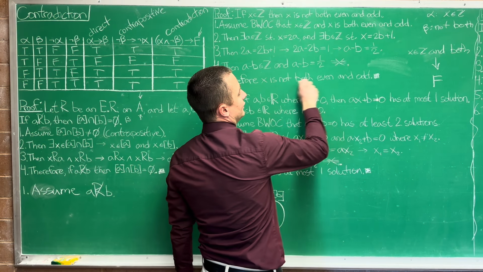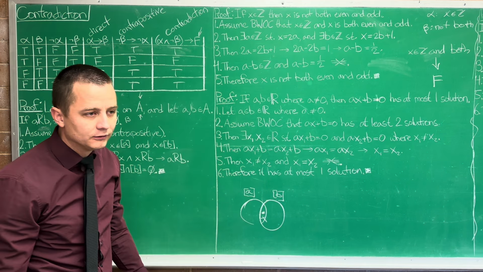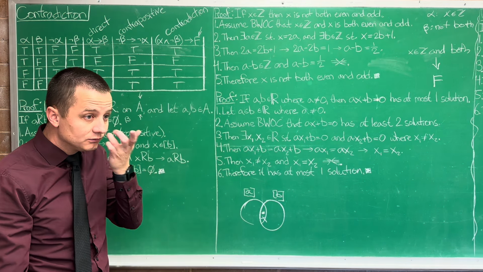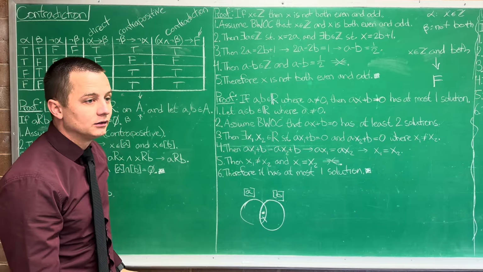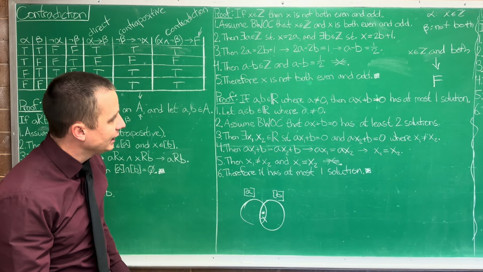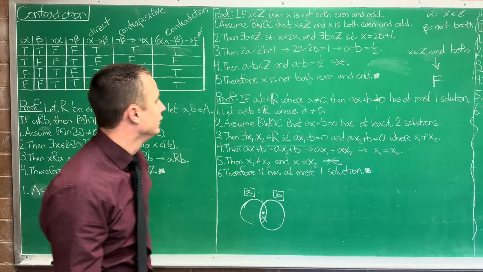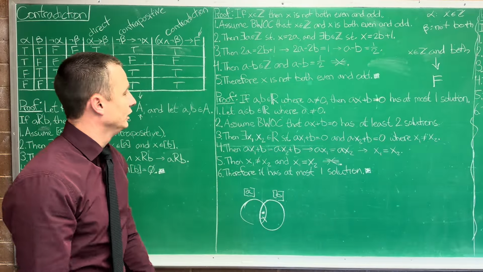Therefore, x is not both even and odd. Therefore, we can conclude our beta. So alpha implies beta is what we just showed there. Let's do another one. Proof by contradiction once again.